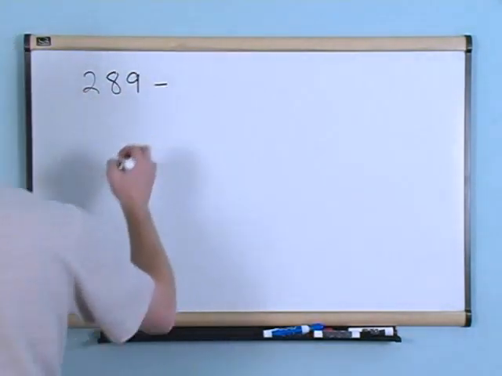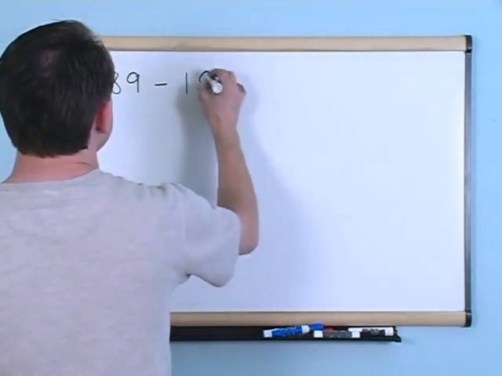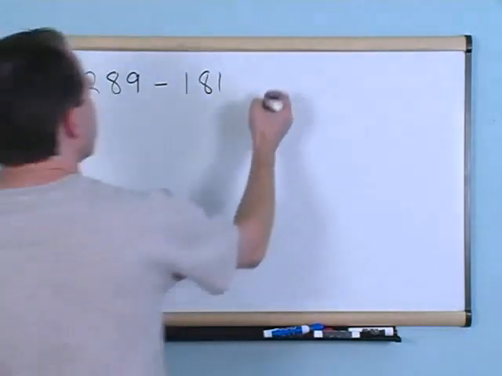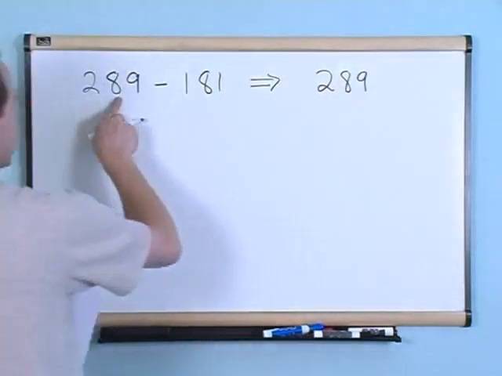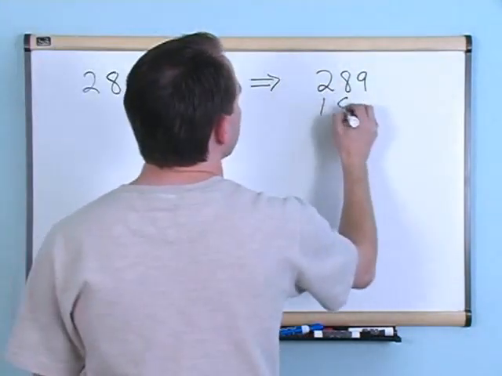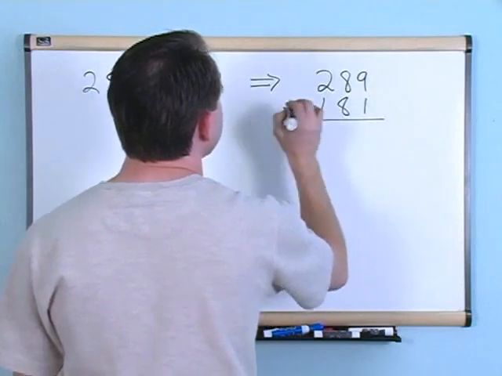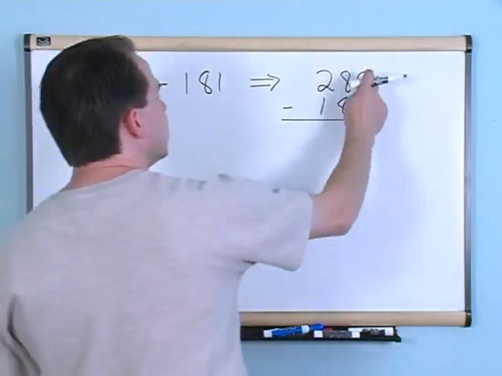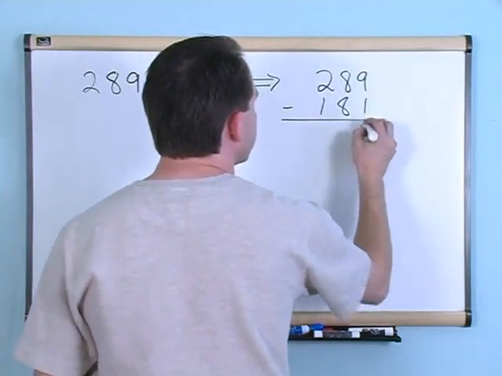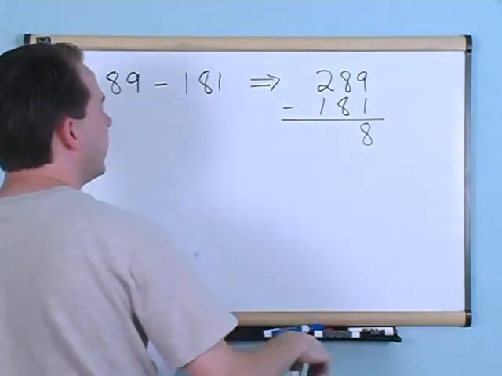If you have 289 minus 181, okay, first thing you would do would be to write the bigger number on the top, just like this, and the smaller number on the bottom. And we're going to do the subtraction, okay? You start in the right-hand column. 9 minus 1 will give you 8.